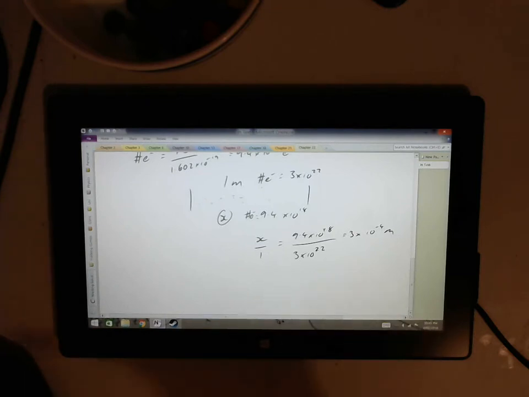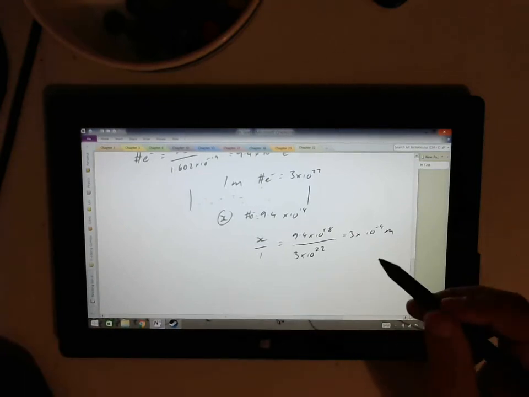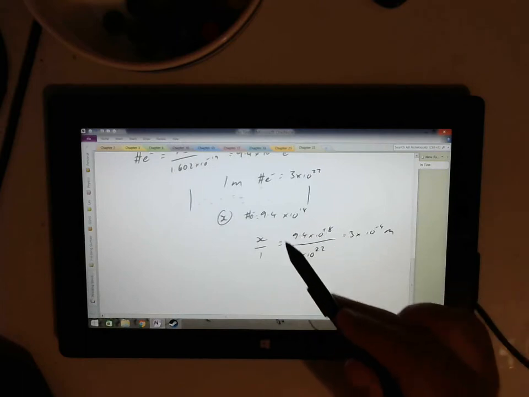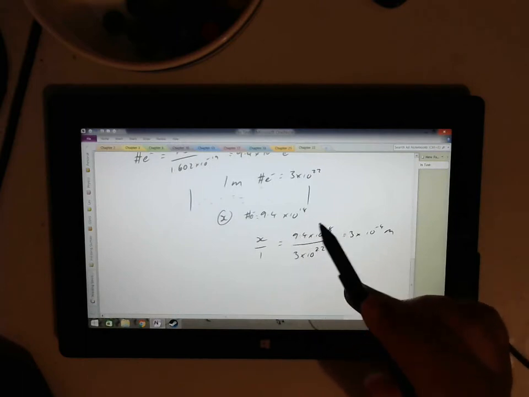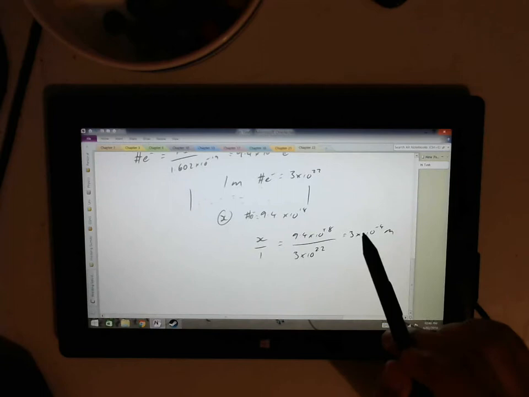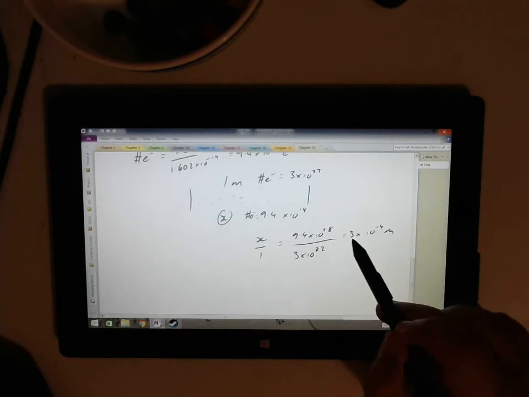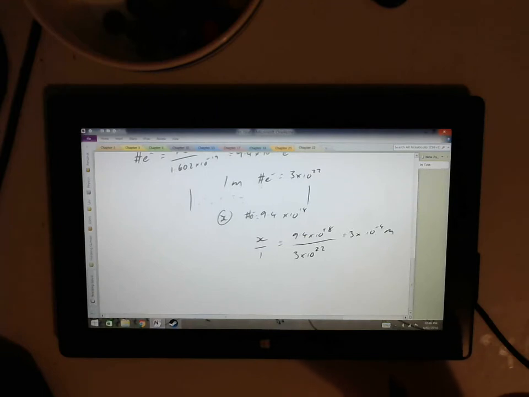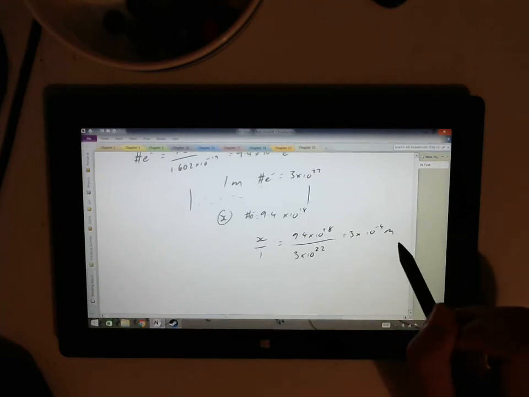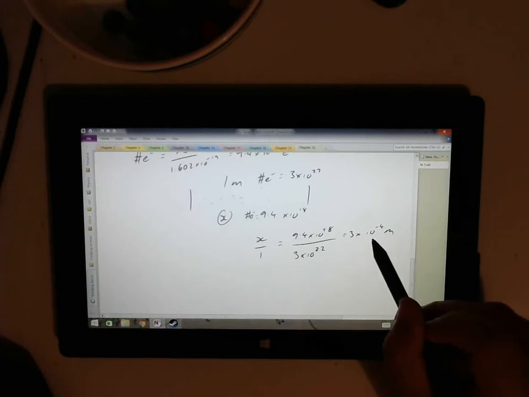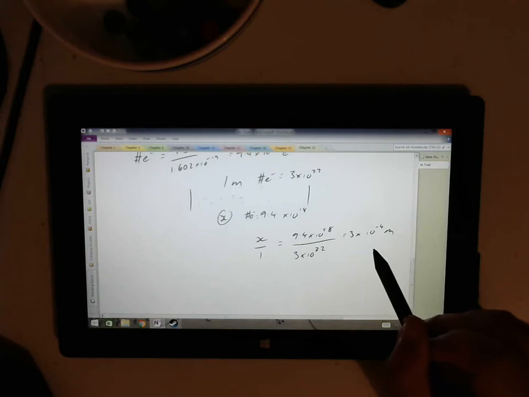Okay, so we know now that 9.4 times 10 to the 18 electrons pass a point every second, and that amount of electrons is contained in 3 times 10 to the negative 4 meters. Now some of them are going to be very close, but at least one of them is going to be this far away, none of them will be further. So in this case, what's the velocity going to be equal to?